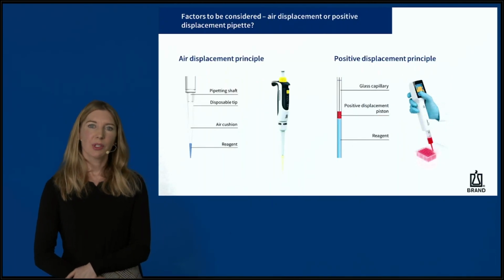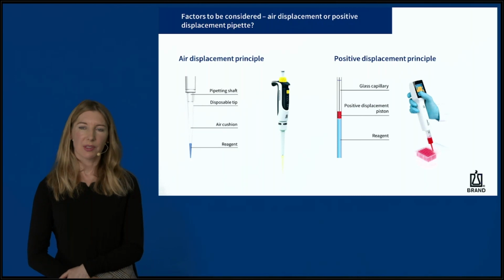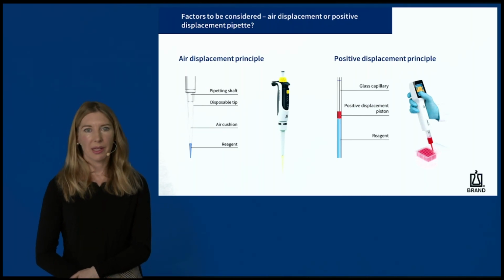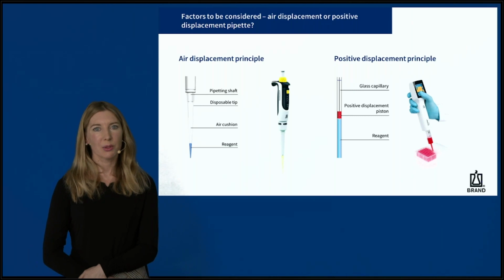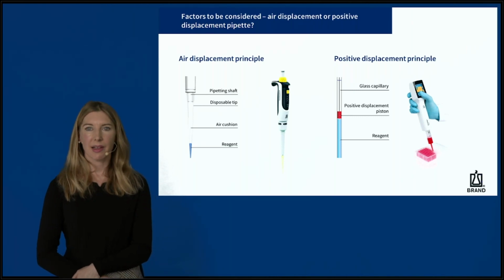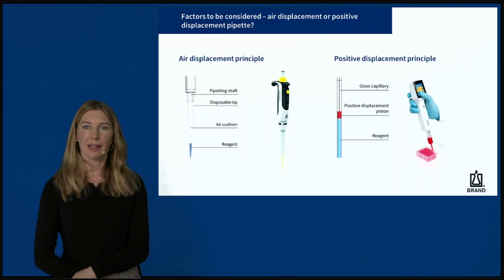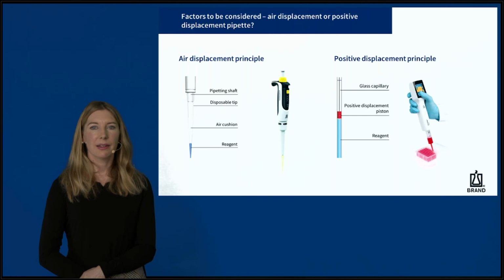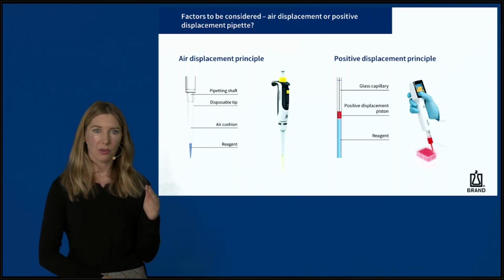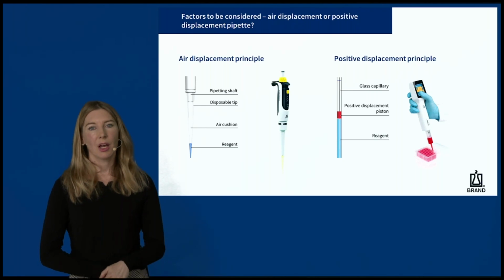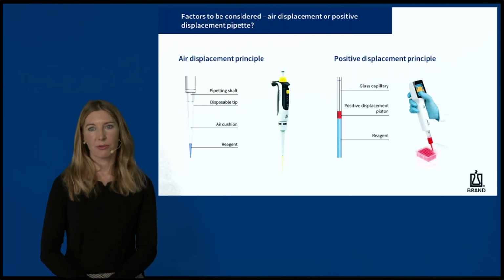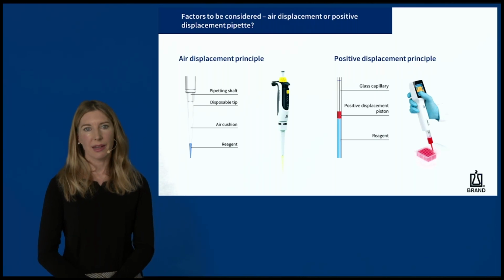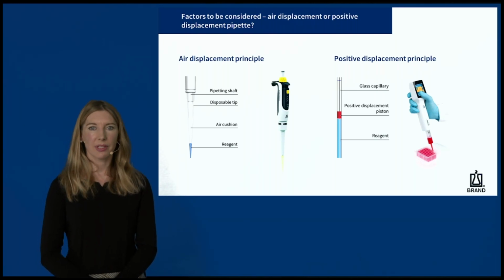What are the differences between air displacement and positive displacement pipettes? The air displacement principle is used mainly for pipettes and enables precise dispensing with fast and easy handling. By moving the piston in the pipette shaft up and down, a negative or positive pressure is created. This causes liquid to be aspirated or expelled from the tip. However, the liquid is always separated from the inner piston and the pipette shaft by an air cushion and does not come into contact with the pipette itself when handled correctly.